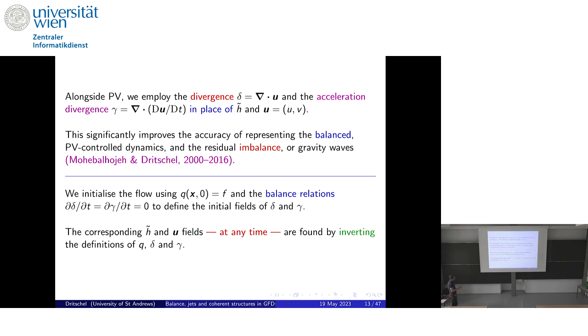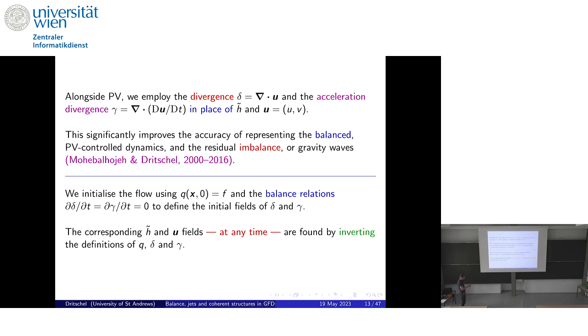And regarding the initialization, we start with potential vortices distribution equal to the planetary distribution. So if we had no topography, this would be a flow at rest, but we do have topography. And initially there's some initial topography there, and it's just going to slowly vary in time.